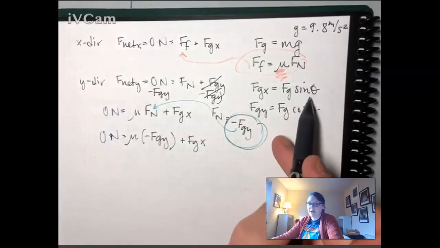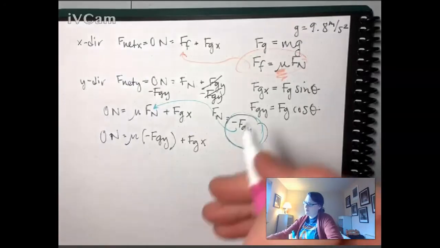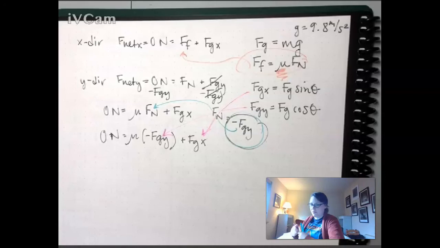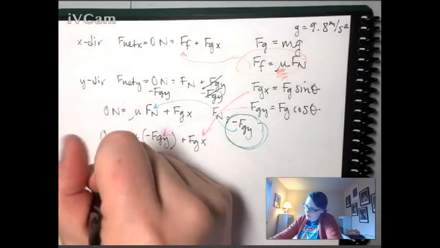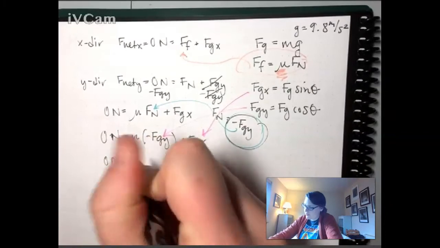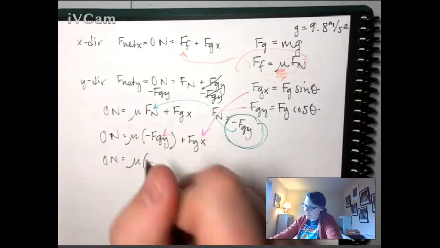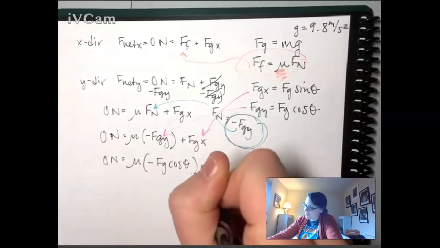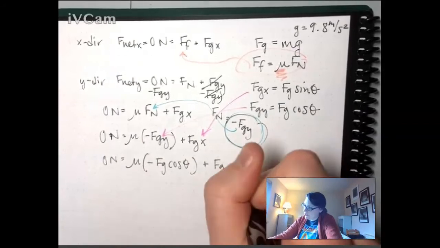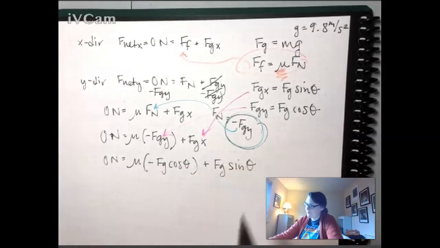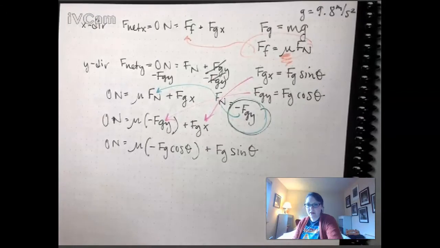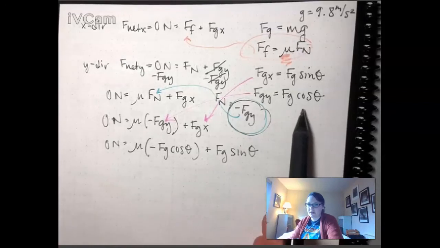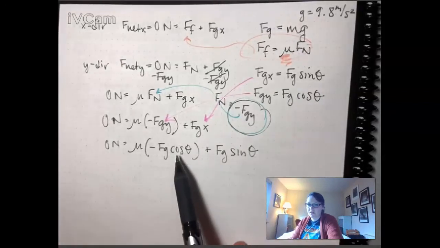I'm going to expand this now, and I'm going to add in my 2 solutions from the last part where I found my components. 0 newtons equals coefficient of friction times a negative force of gravity times cosine of theta plus force of gravity times sine theta. Right? All I did was substitute in force of gravity sine theta for my x, force of gravity times cosine of theta for my y.